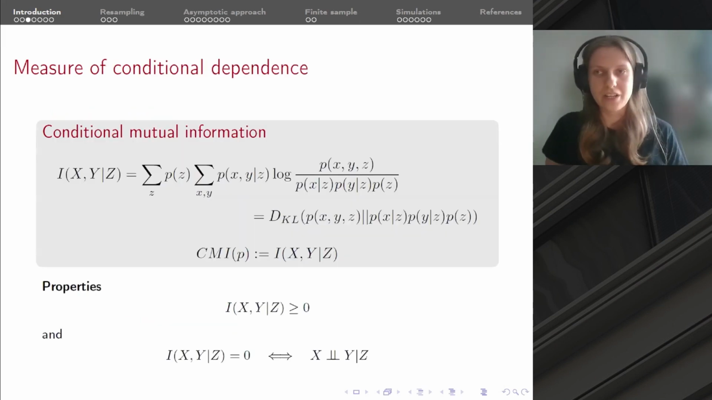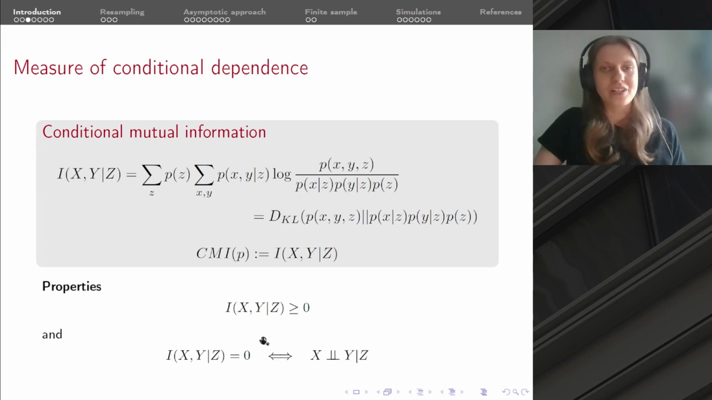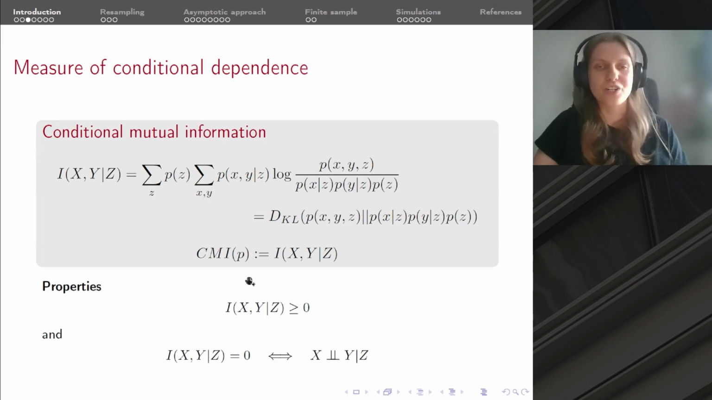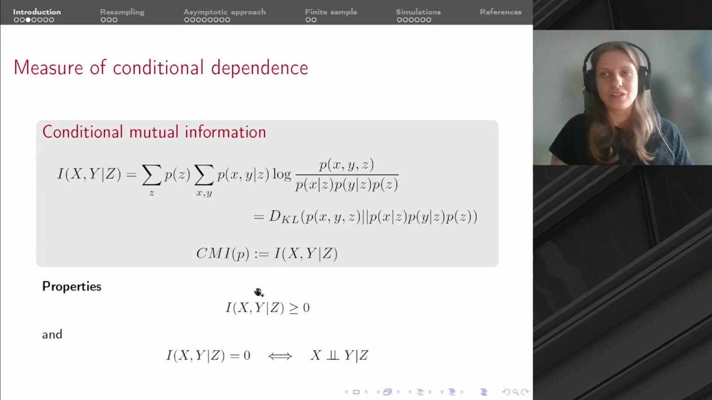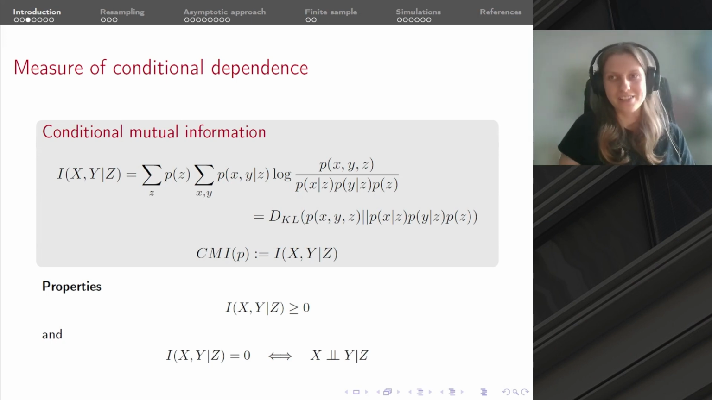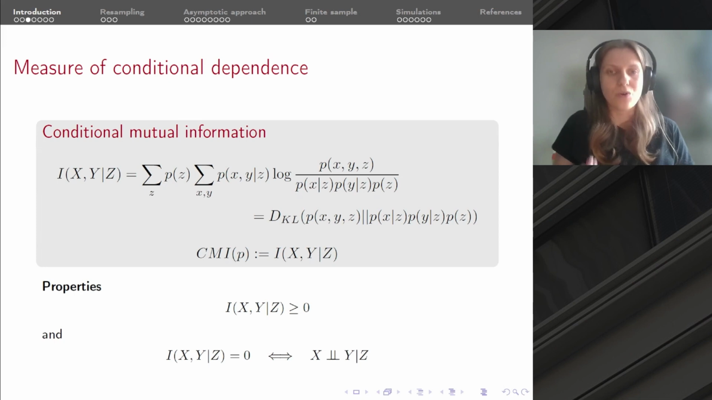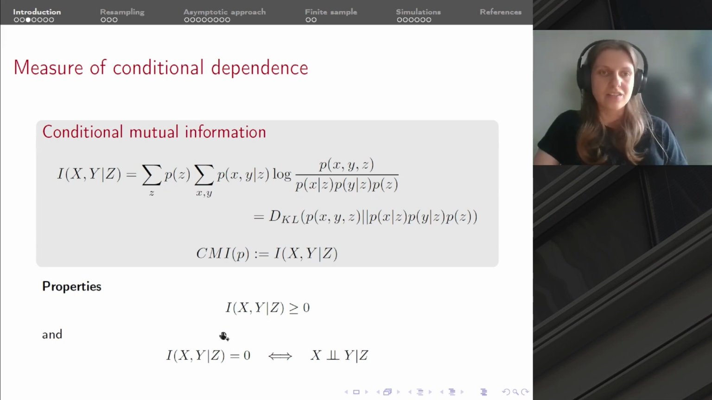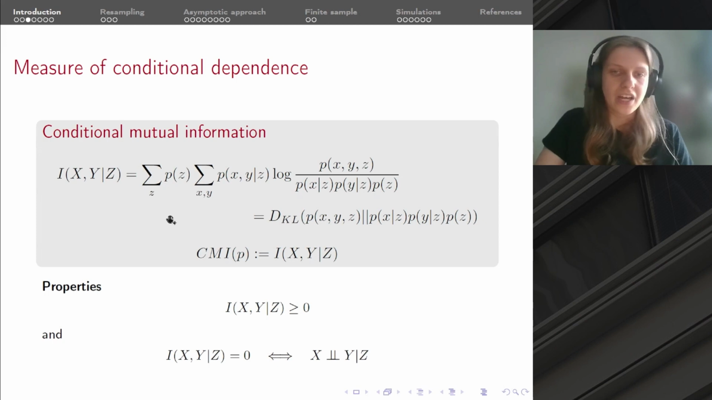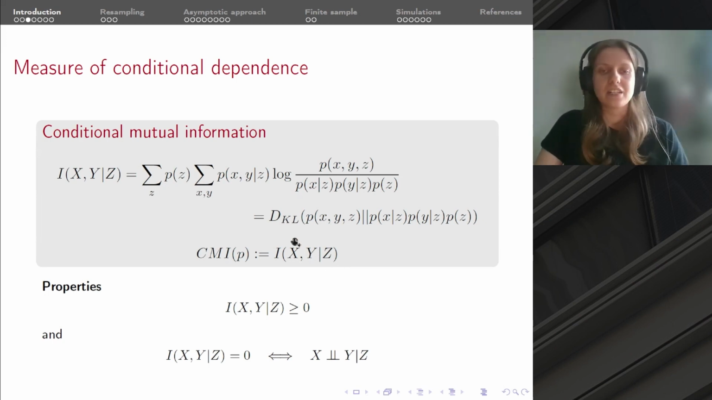Okay, so now I'll talk a bit about a measure of conditional dependence. We want to somehow measure how strong the dependence is and know if there is a dependence between two variables. And there is a measure called conditional mutual information, which comes from information theory. And it is basically a Kullback-Leibler divergence between the joint distribution and the factorized distribution.